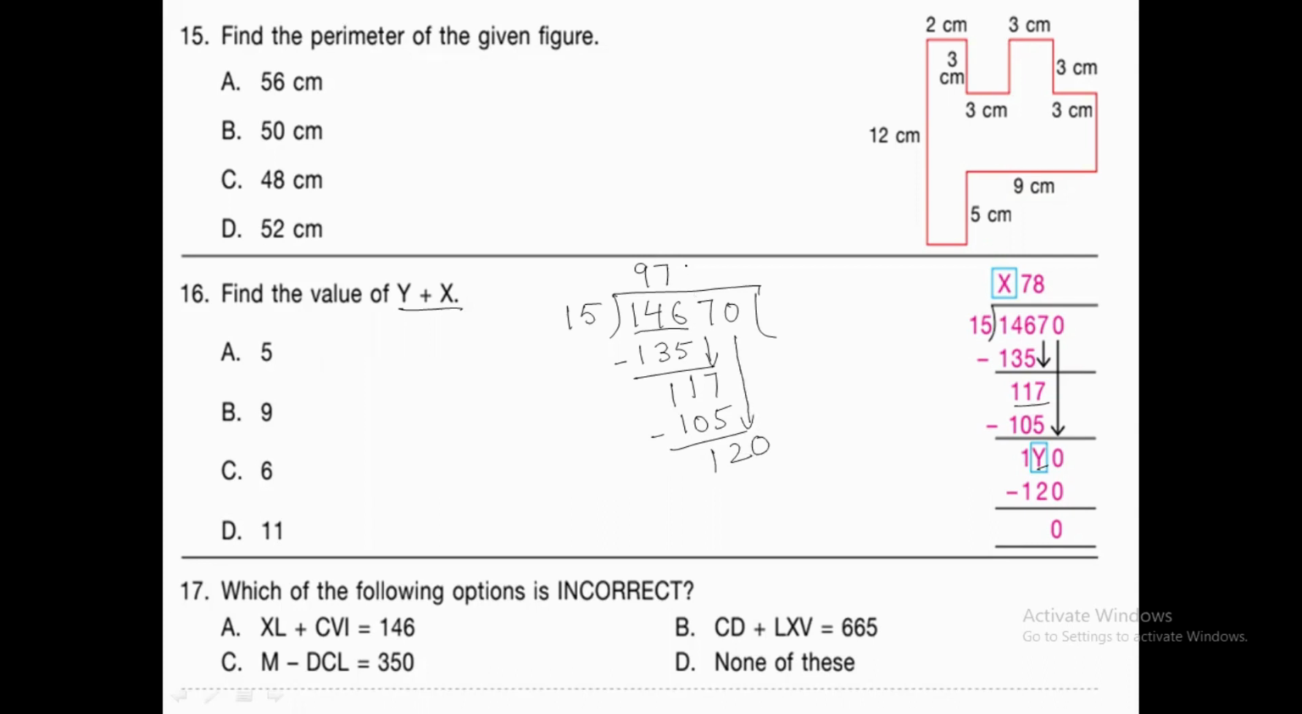Now we all know that 15 8s are 120. Now 120 minus 120 is 0. So what are we getting? At the place of x, we are getting 9, and at the place of y, we are getting the number 2.